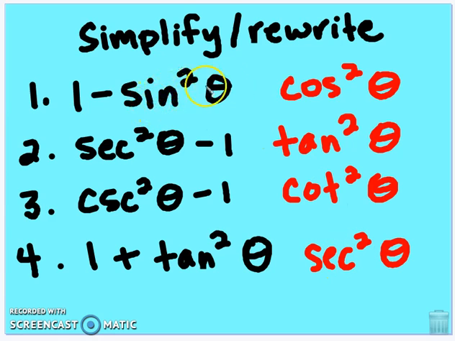So I know that sine squared theta plus cosine squared theta is equal to 1. If I rewrite that, it's 1 minus sine squared theta is equal to cosine squared theta. I know that tangent squared theta plus 1 is equal to secant squared theta. So secant squared theta minus 1 is equal to tangent squared theta. I know that cotangent squared theta plus 1 is equal to cosecant squared theta. So cosecant squared theta minus 1 is equal to cotangent squared theta. And then the last identity, 1 plus tangent squared theta, is equal to secant squared theta.